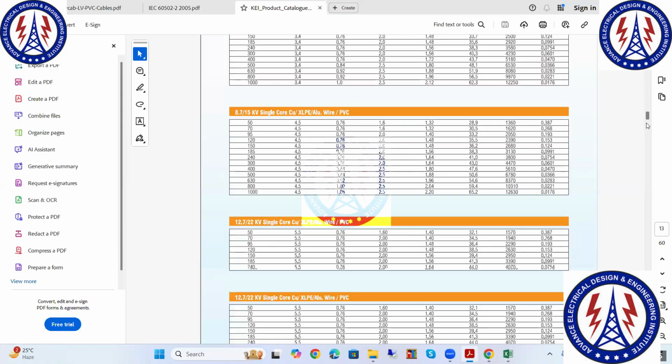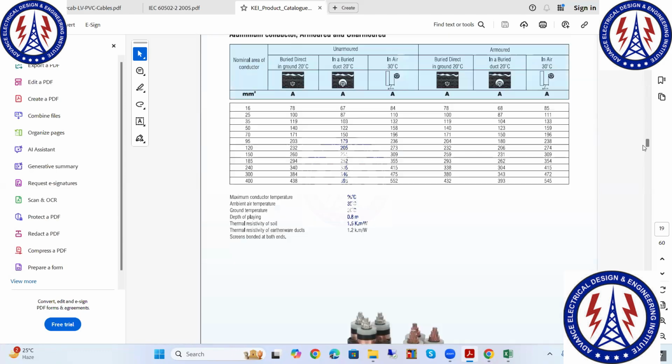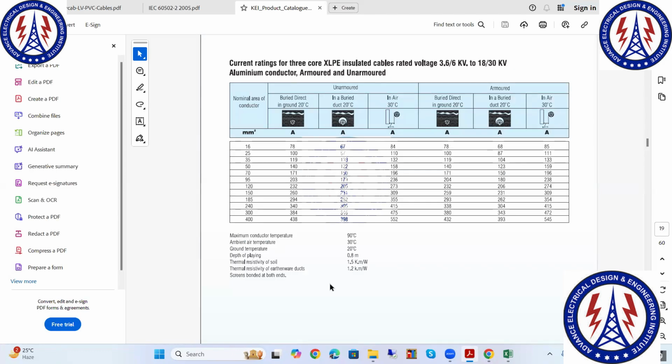Similarly, current rating is also given for the ST. So accordingly, we will use this. But always look at the condition. It is as per IEC, so the temperature is 30 degrees centigrade. So we should concentrate on these conditions as well for sizing the proper cable. Okay. Any question on the ST cable?